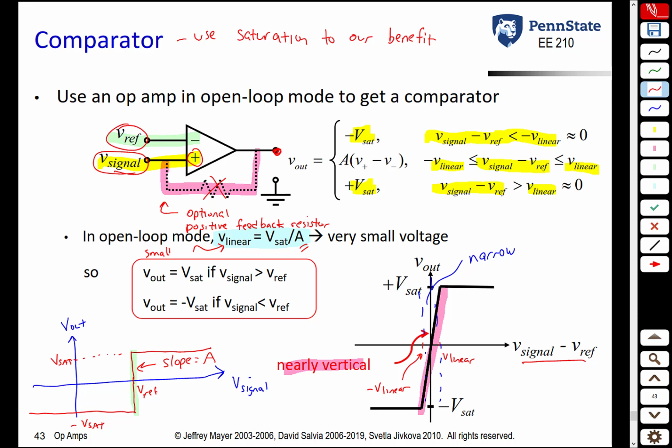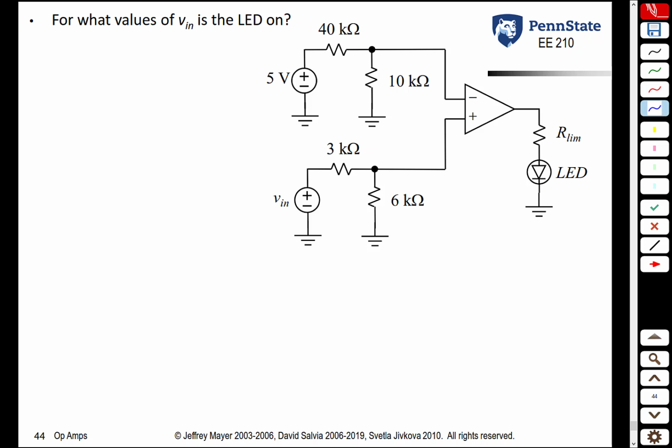Let's do an example. Before we do this example, I need to give a brief overview of how diodes work. In EE210, we will not use diodes much, but we do use them a little bit, specifically in these comparator circuits, so it's important that you understand at least the very basics of how diodes work. So let's do that first, and then we'll get to this problem.